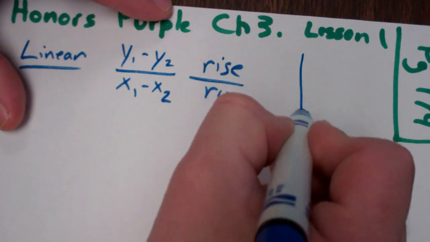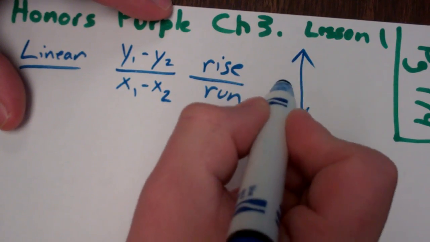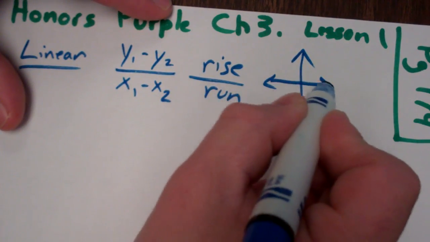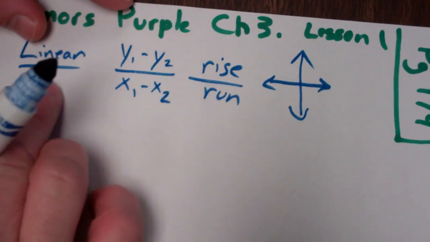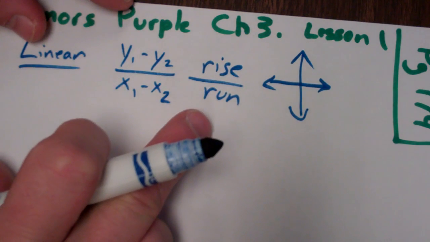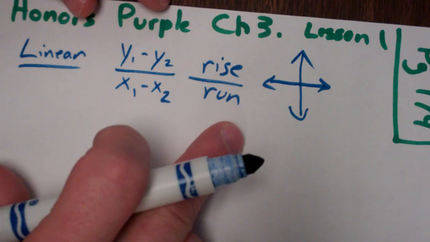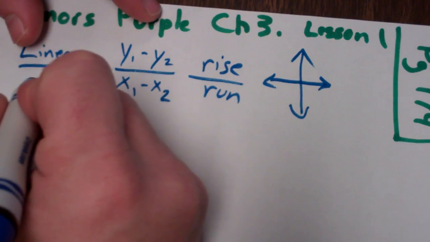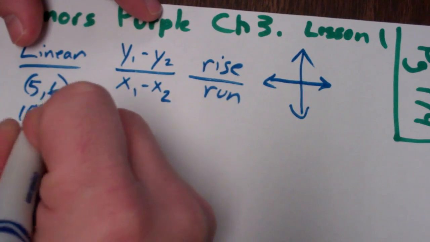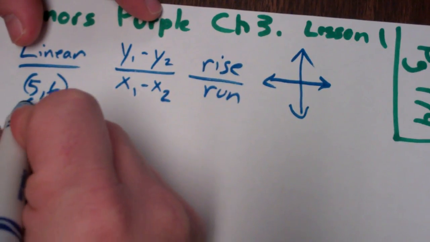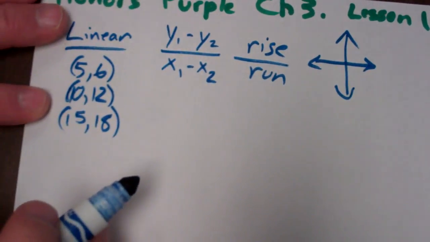Difference of y over difference of x, which a lot of people know as rise divided by run, because the difference of y, there's your y-axis, is how much is going up or down. The difference of x is how much is going left or right. Okay, so that's the way we're going to tell if it's linear. Then the rise over the run should be the same for every point. Okay, so I'm going to take that first one, has the point 5, 6, and 10, 12, and 15, 18.